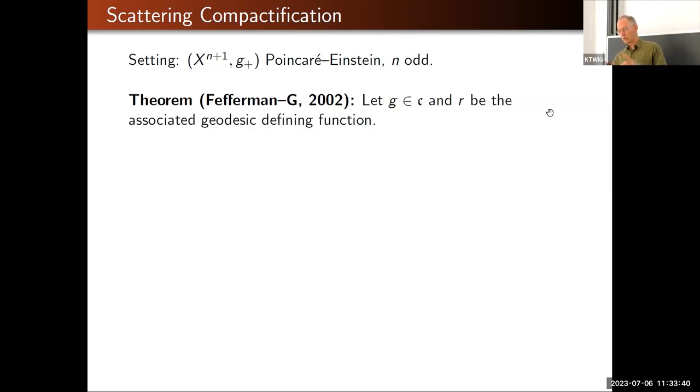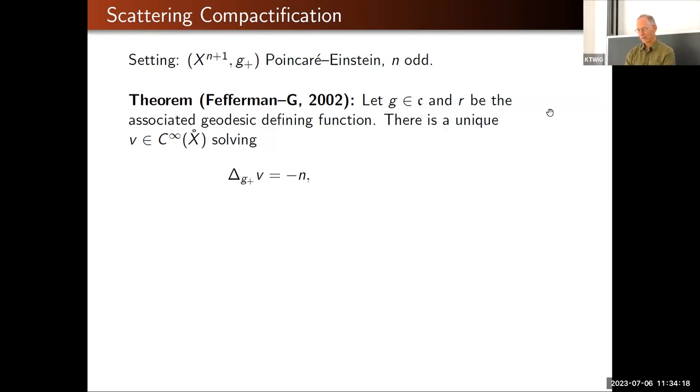So suppose you choose a scale at infinity. So you choose a representative for the conformal infinity. As I discussed before, there's a geodesic defining function uniquely defined in a neighborhood of infinity determined by g. Then the claim is that there's a unique solution on the interior to the following. It's like a boundary value problem. So it's an inhomogeneous Laplace equation for the Poincaré Einstein metric itself. So the Laplacian of V should be minus n, where n is just a normalization. So that's the equation.